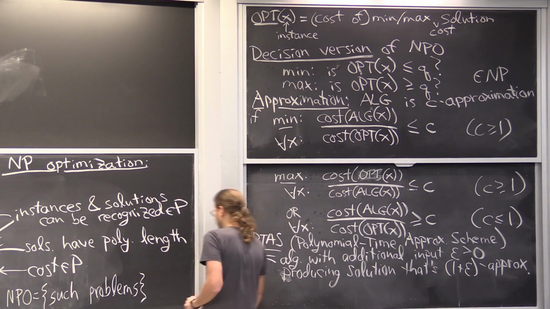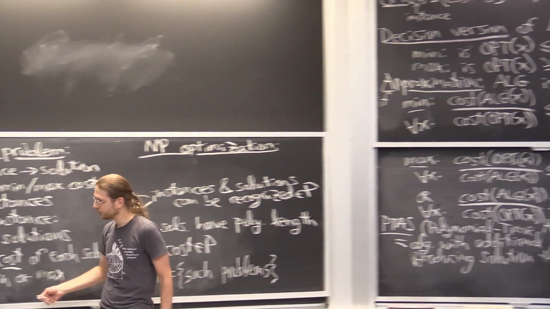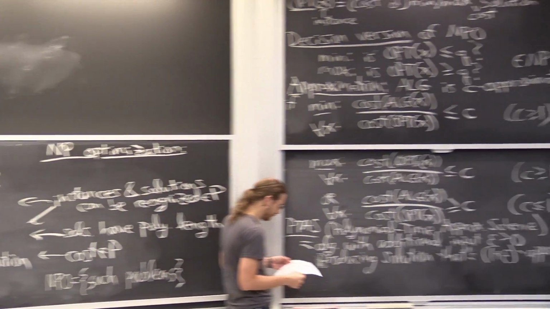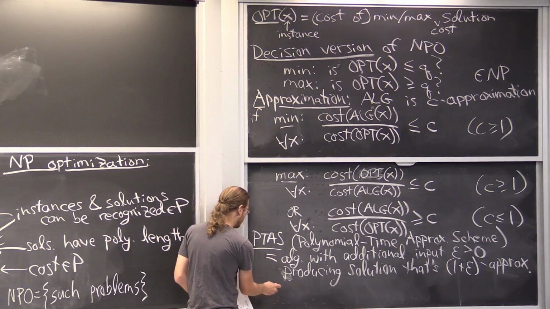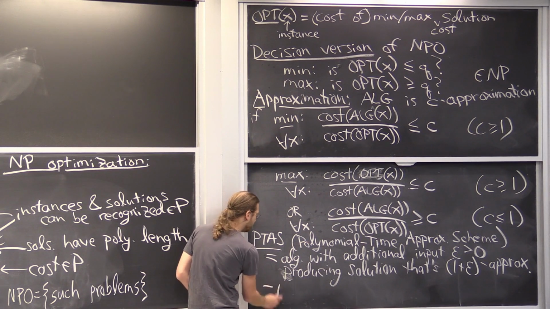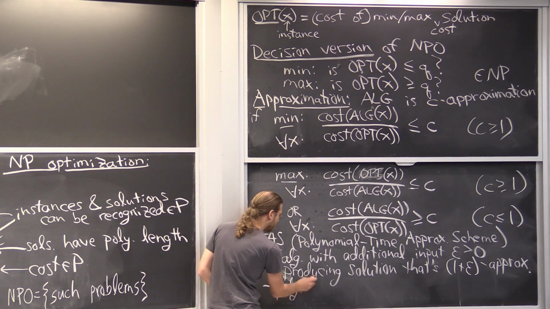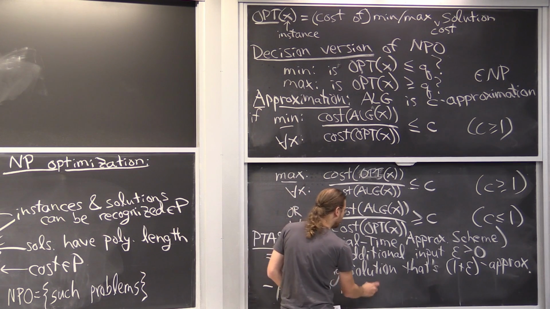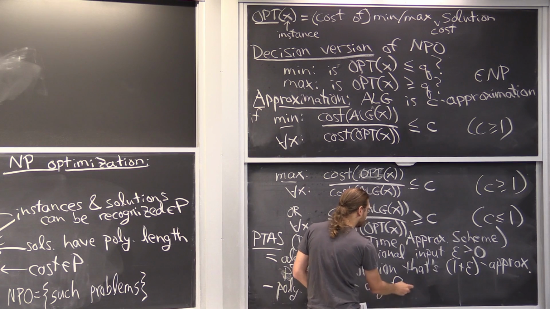So this would be a sort of ideal situation. You get to specify what the error bound is, and the algorithm will find a suitable solution. And the polynomial time part is that this algorithm must be polynomial time for any fixed epsilon.